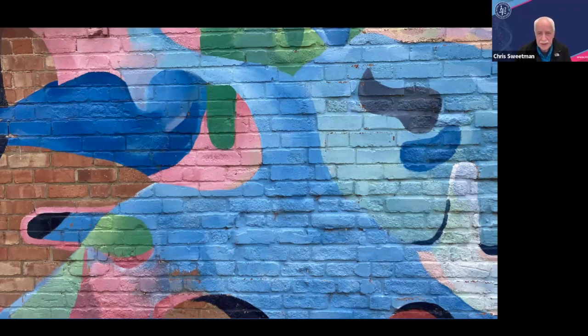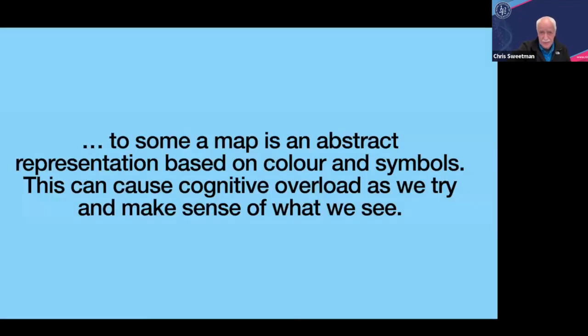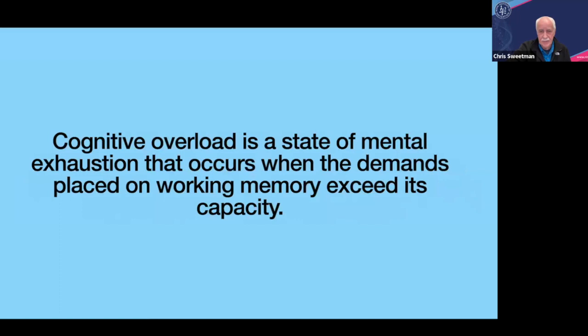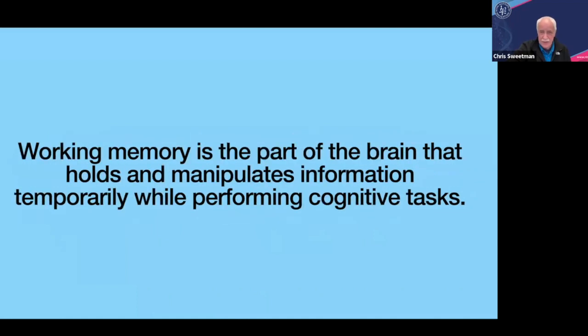Our interpretation of this abstract is dependent on our long-term memory. What does it represent? And then we're trying to make sense of it with our working memory. A map is an abstract, and it can cause cognitive overload as we try to make sense of what we see. If we overload our working memory, it can easily exceed its capacity, and working memory is just a temporary storage while we perform cognitive tasks.